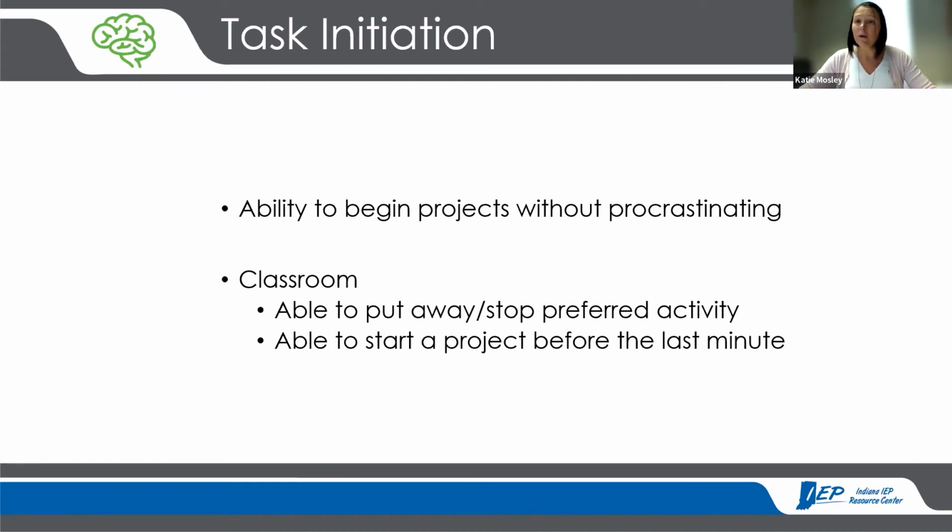And so that's important because we would think and assume, and probably if you're a teacher, this comes very easily to you, but not to our students, that we can see our end goal, right? We can see 9 weeks into the future. We can see ourselves hitting that submit button on that final project. Teens can't. They can see 2 to 3 days ahead of time, and that's really about it. So in the classroom, I'm able to put away and stop a preferred activity to switch to a different one, and then able to start a project before the last minute.